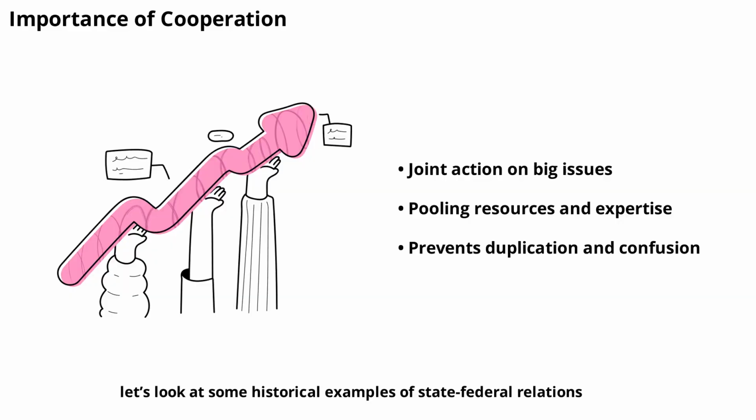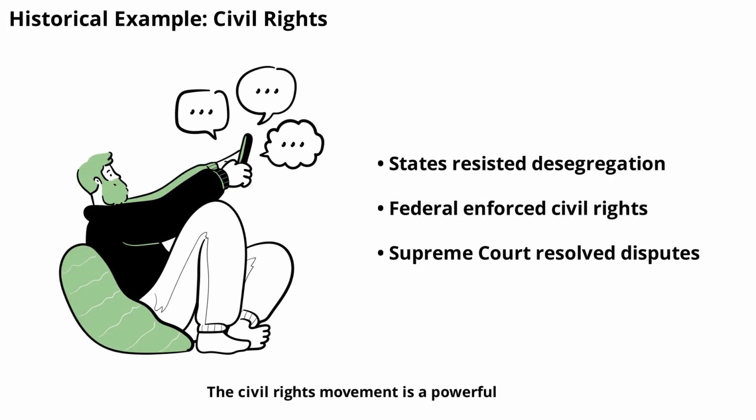Next, let's look at some historical examples of state-federal relations. The Civil Rights Movement is a powerful example of state and federal offices interacting. In the 1960s, some states resisted desegregation, but federal offices enforced civil rights laws and court decisions. This conflict led to landmark Supreme Court cases and new federal legislation. It shows how federal offices can step in to protect individual rights when states fall short.